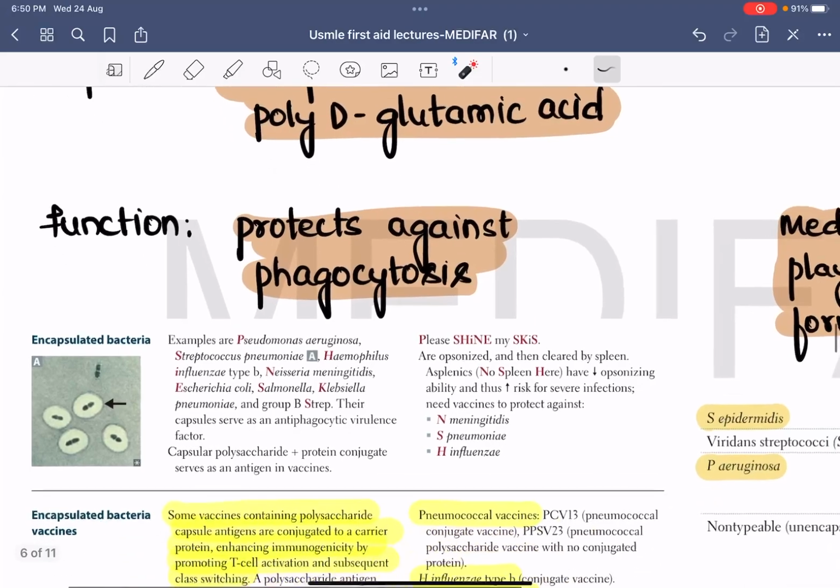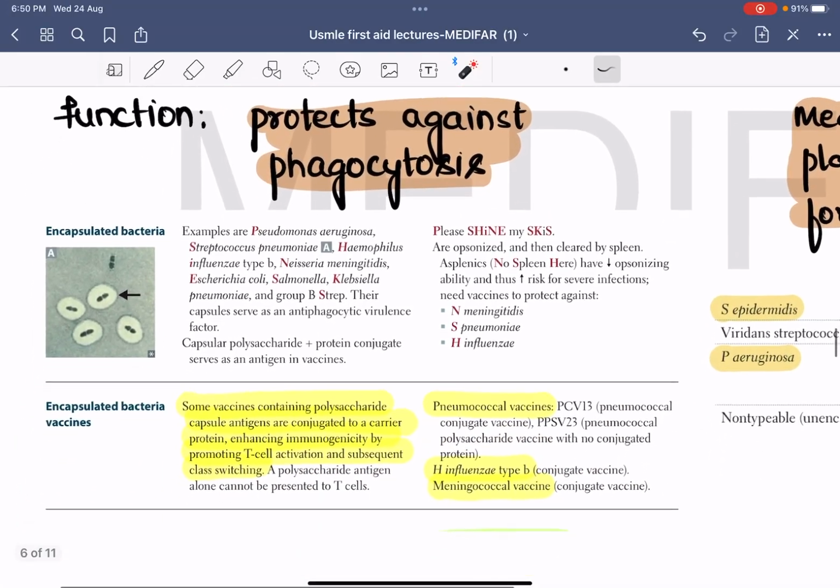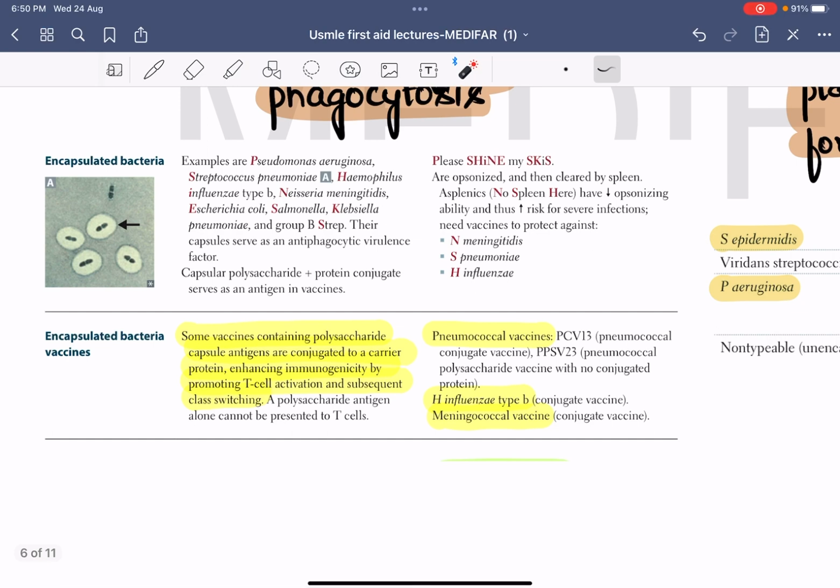Then we told about the capsule being made up of polysaccharide and being antiphagocytic. The third point is the clinical importance: this capsular polysaccharide is used in vaccine preparation. Not only capsular polysaccharide, along with capsular polysaccharide we add a protein conjugate, because this protein conjugate will enhance the immunogenicity of the vaccine by promoting T cell activation and subsequent class switching. If you prepare the vaccine only with the capsular polysaccharide, then it cannot be presented to the T cells.